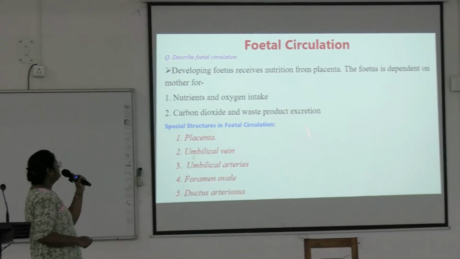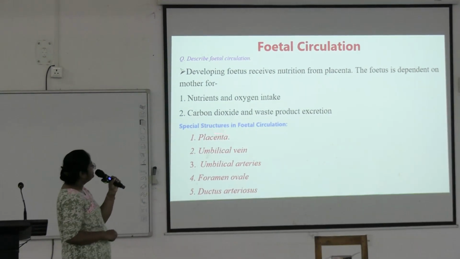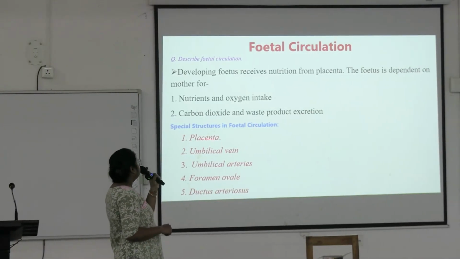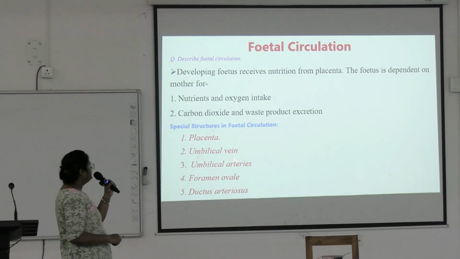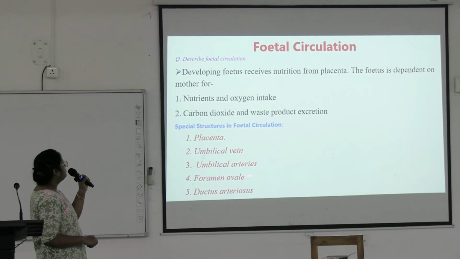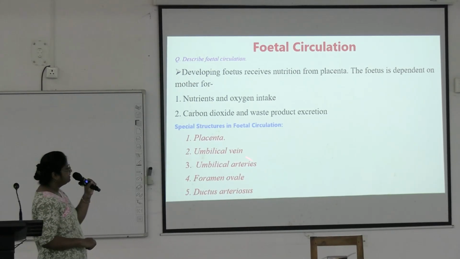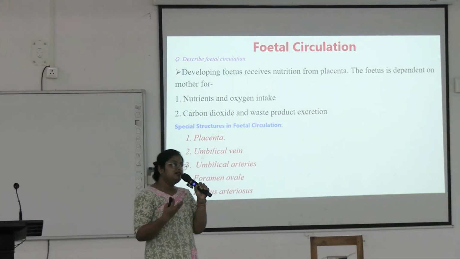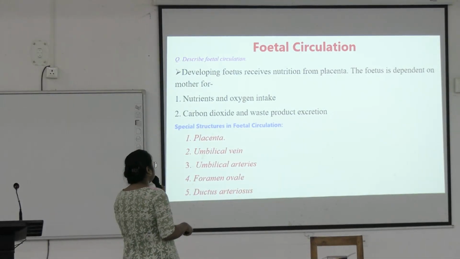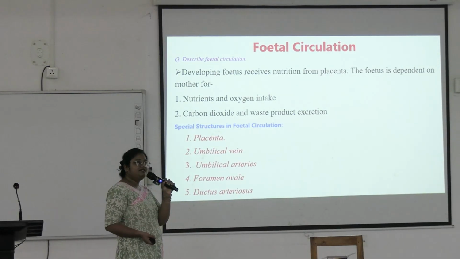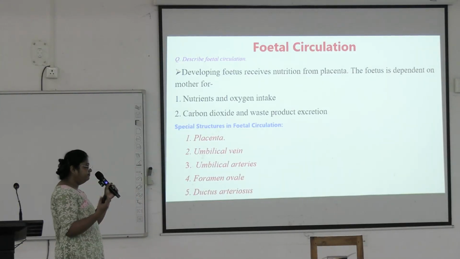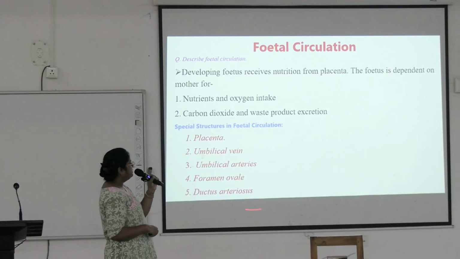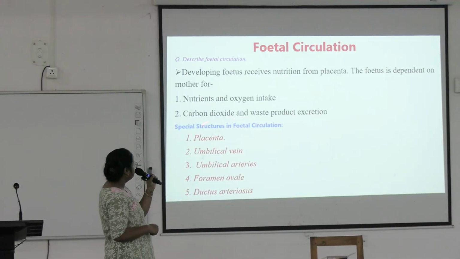So, what are the special structures in the fetal circulation? Placenta, umbilical vein, umbilical arteries, foramen ovale, and ductus arteriosus. All these structures are not present in adults. Only in fetal life these structures are present, and after that some obliterate and the placenta is removed.